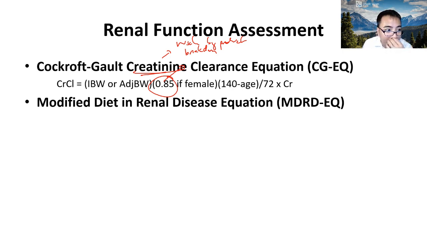Okay? Kaya normally, class, i-multiply mo yung creatinine clearance ng lalaki. If you're doing that for a female, you have to multiply it by 0.85 pa to reduce further the resulting creatinine clearance. Okay? Kasi mas konti ang serum creatinine usually ng babae kaysa lalaki. Then that's 140 minus age, this is in years, divided by 72 times serum creatinine. Okay, and serum creatinine, class, is usually in milligrams per deciliter.